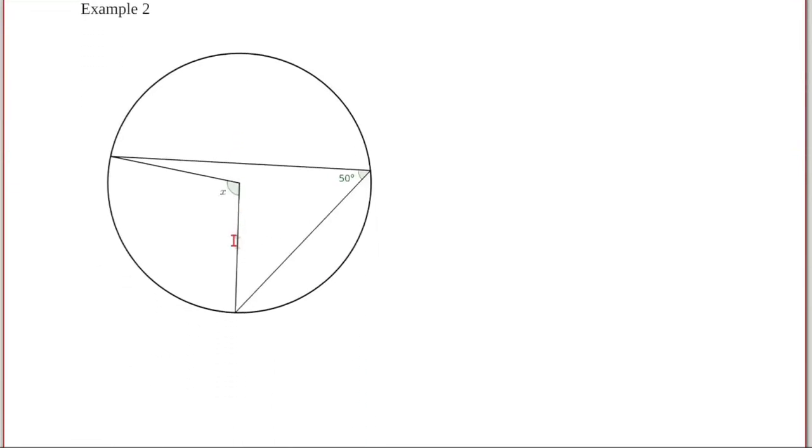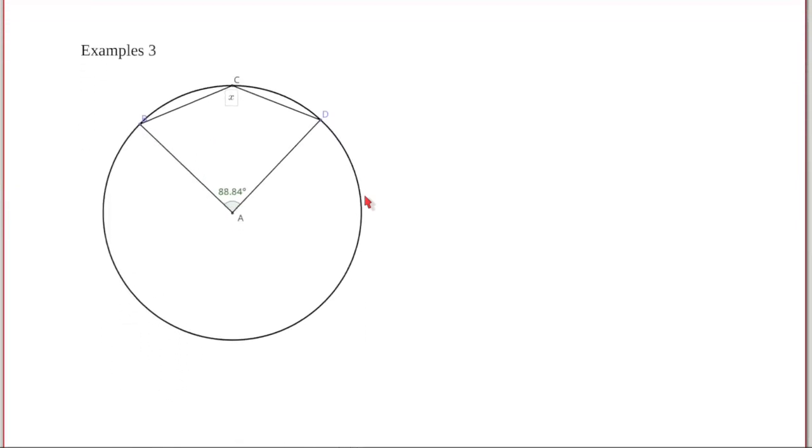Next example, we have an angle at the center being x, and the angle at the circumference being 50. So 2 times the angle at the circumference, which is 50, should give us the angle at the center, which is x. And then 2 multiplied by 50 is giving me 100. So the value of x there is 100.